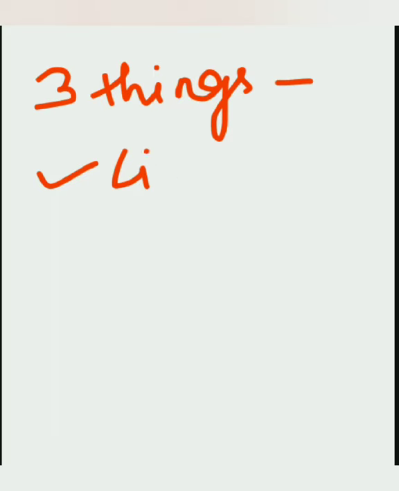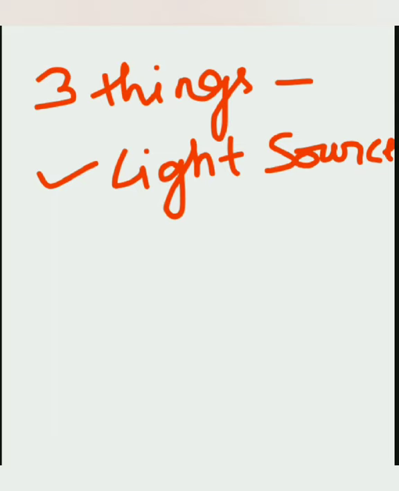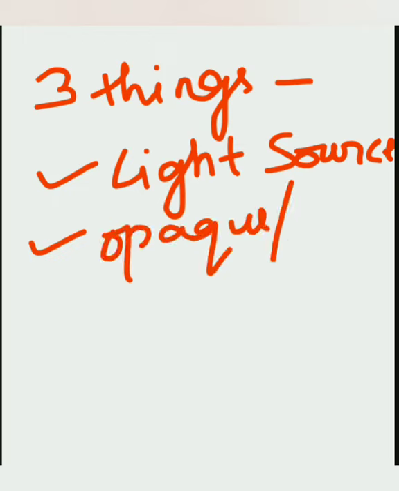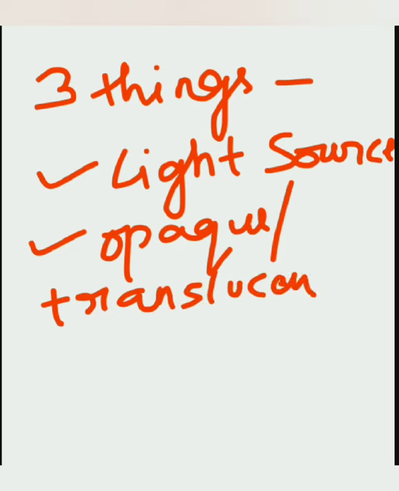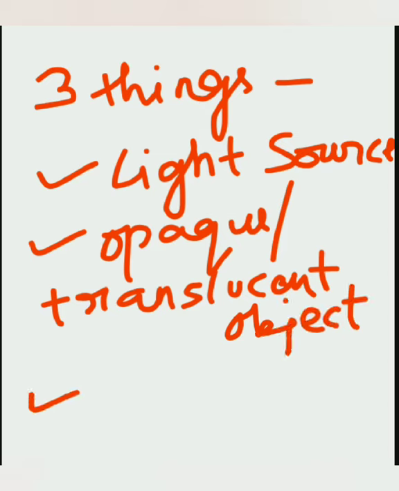So three things are required for a shadow to be formed. What are they? First is a light source. Second, a translucent or opaque object. And the last one is a screen where we can see the shadow.